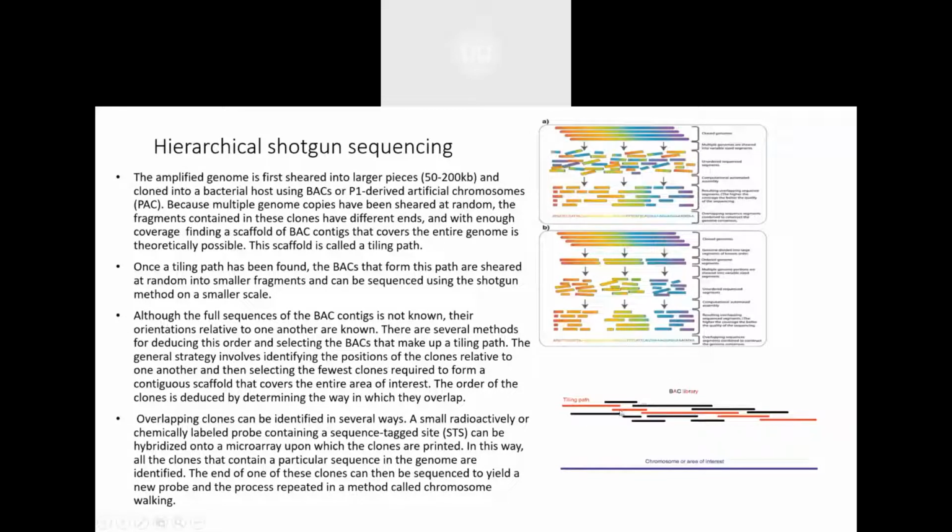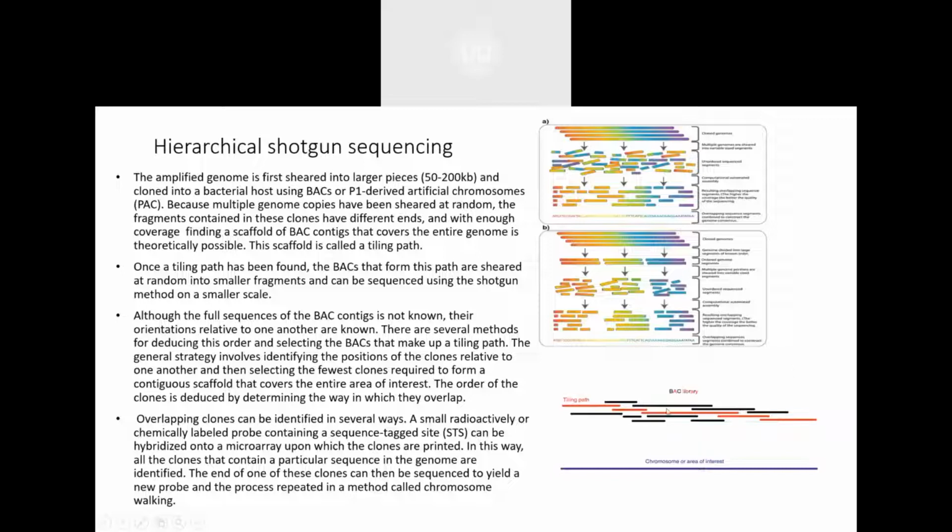So once this tiling path is found, the BACs that form this path are sheared at random into smaller fragments and they can be sequenced using shotgun sequencing on a smaller scale. Although the full sequencing of the BAC contigs is not known, their orientations relative to one another is known. See, we have different lines in black and red, which are showing their orientations relative to each other.